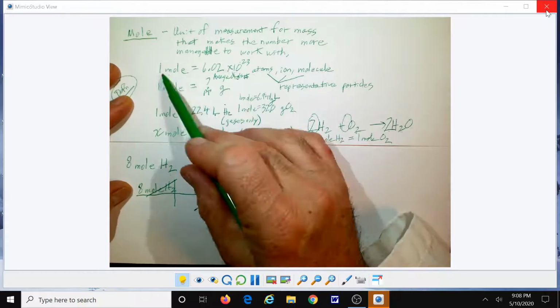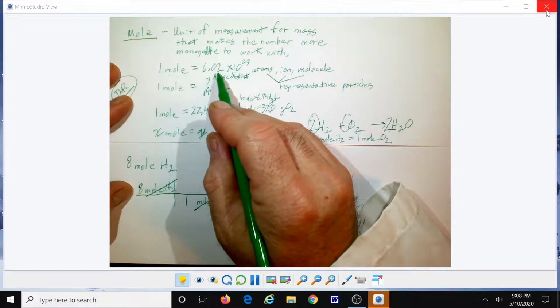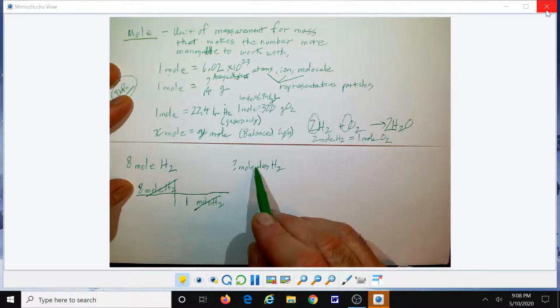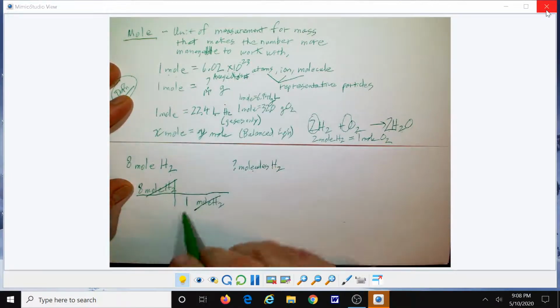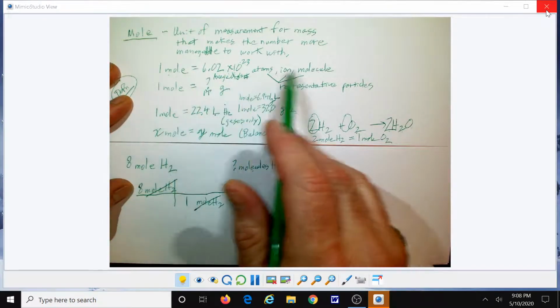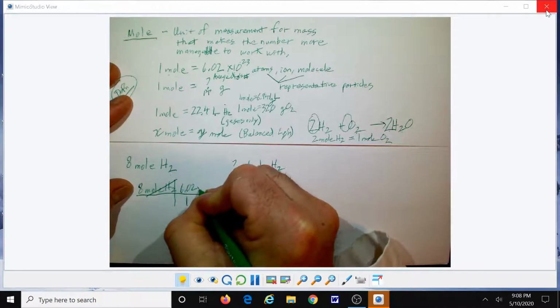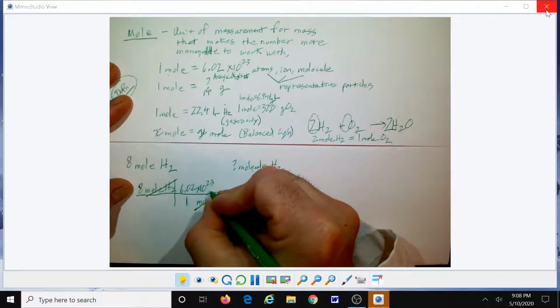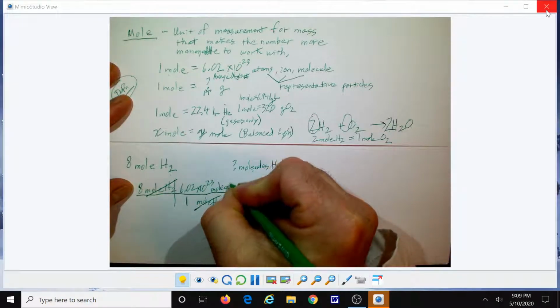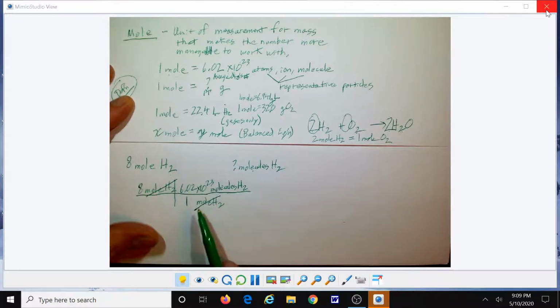Well, he says that 1 mole, next to our mole we're going to put our 1, is equal to 6.02 times 10 to the 23rd. And that's molecules. So we can go directly to that step because we have a conversion factor that goes from moles directly to molecules: 6.02 times 10 to the 23rd molecules of H2. And you've got to be real careful. Some people think, oh, mole, that must be short for molecule. No, it is not. It's a different thing. So be careful with that.